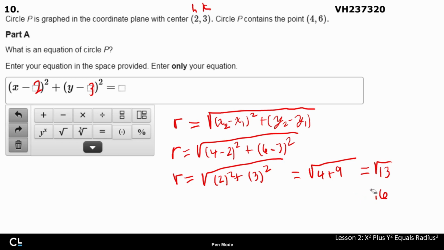So our answer right here isn't just going to be 3.6. Actually, sorry, we're going to leave it like this. Square root of 13. Because when we square it here, to get our radius for the equation here, square root of 13 squared is going to give me 13 even, which we'll plug in right here. And there we go. We got our answer. Let's keep it cruising.